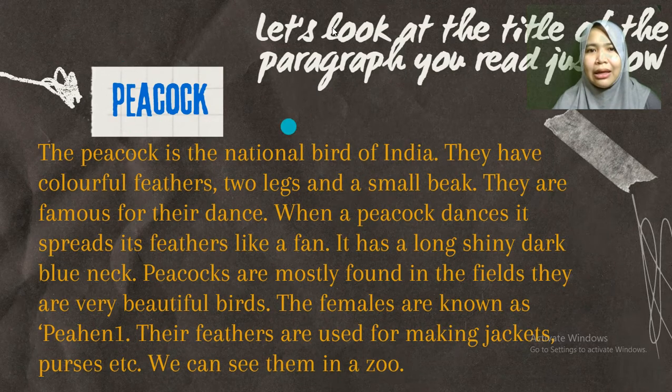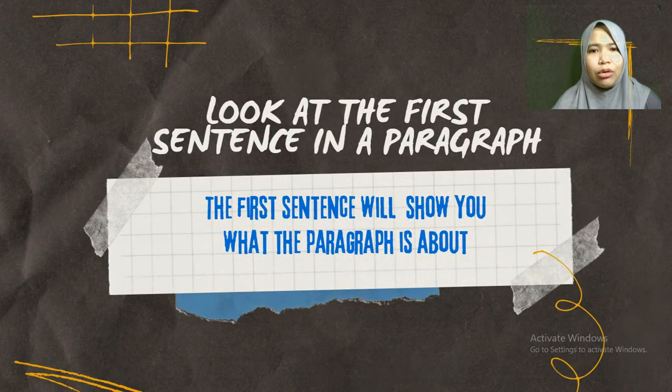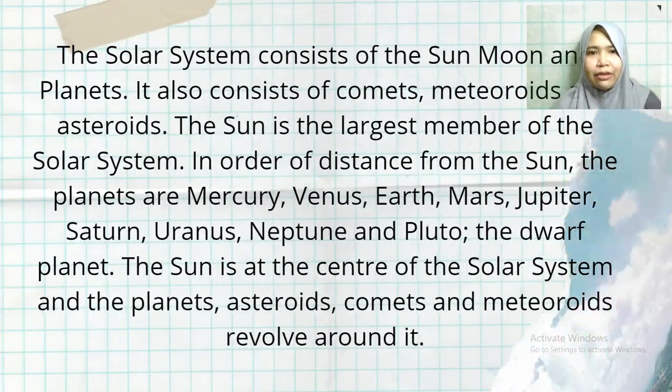Yes, you look at the title here. So, do you get the first technique? Easy, right? So now let's move on to the second technique whereby you look at the first sentence in a paragraph. The first sentence usually will show you what the paragraph is about. Don't get it? It's okay. Let's look at the example given to you.